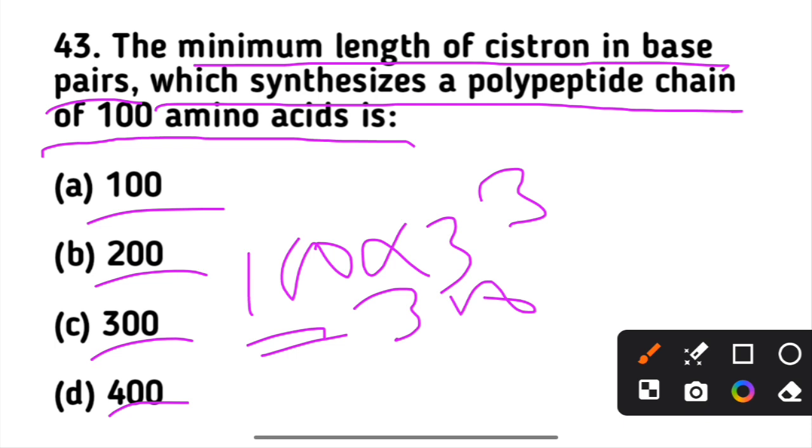The minimum length of cistron, meaning gene, in base pairs which synthesizes a polypeptide chain of 100 amino acids. Each codon is made up of 3 nucleotides. So 100 into 3 equals 300. Option C is correct.